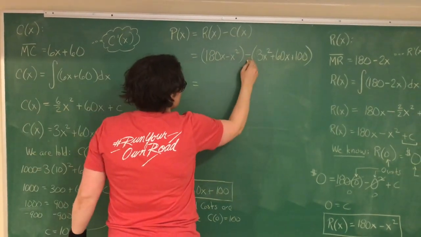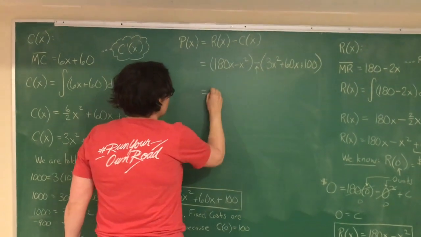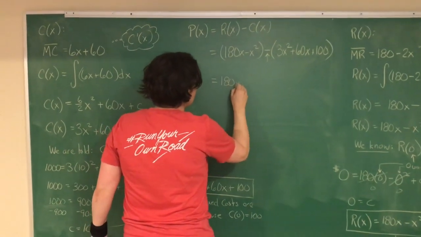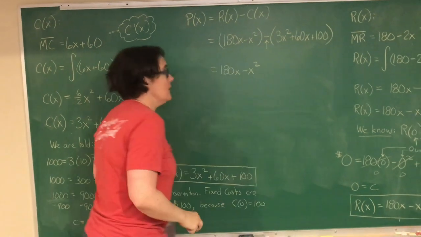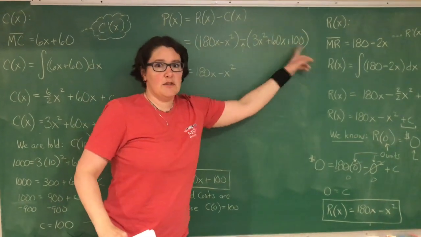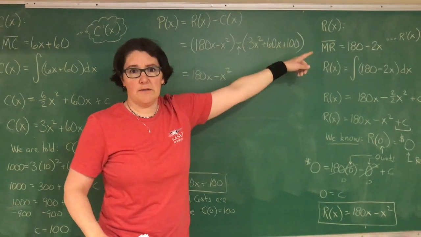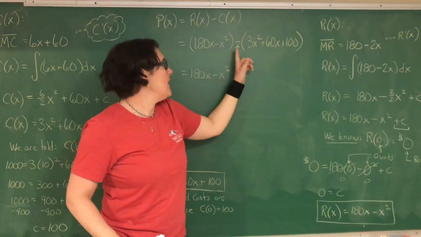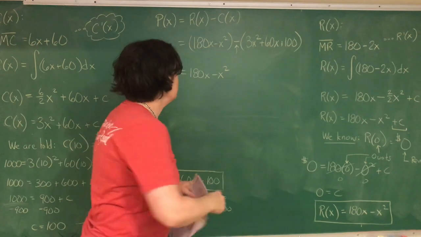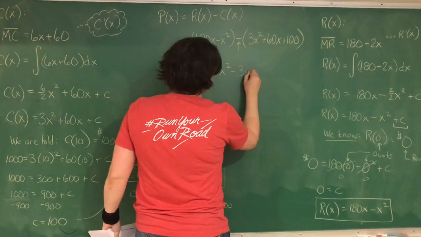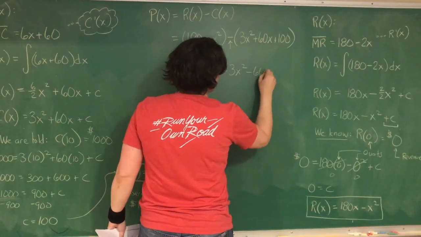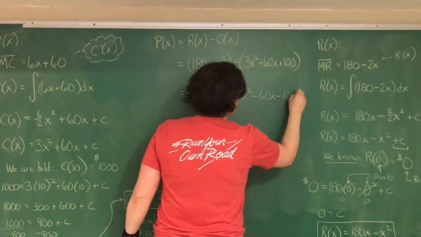And so that means I'm going to be distributing this negative sign. So we have 180x minus x squared. Remember, I need those parentheses around the cost function because it's minus the whole cost function, which means when I simplify, I need to distribute the negative. So we have minus 3x squared minus 60x minus 100.